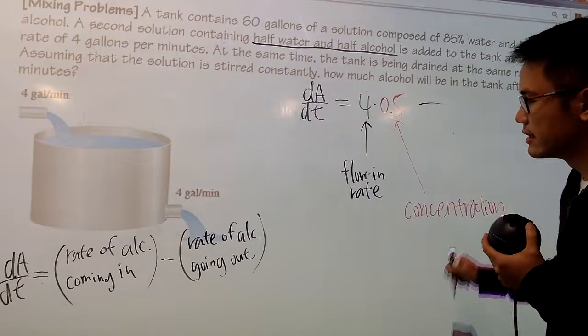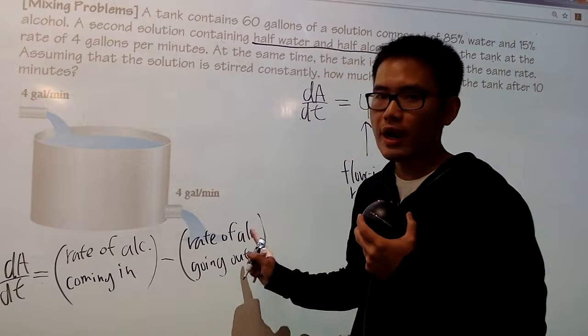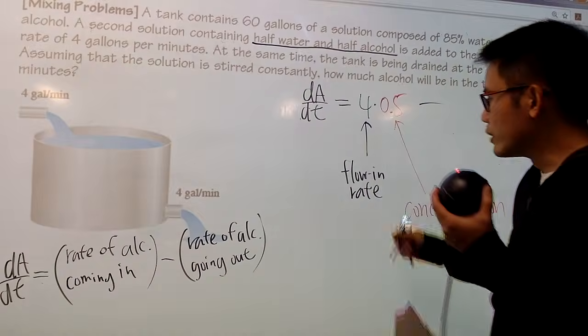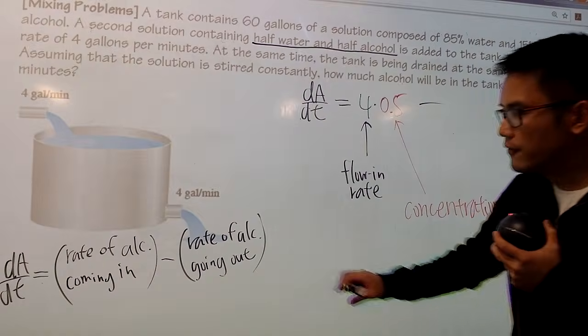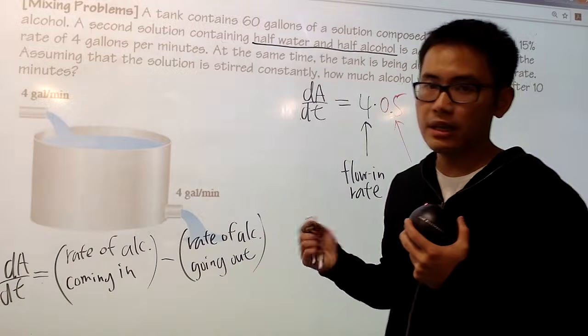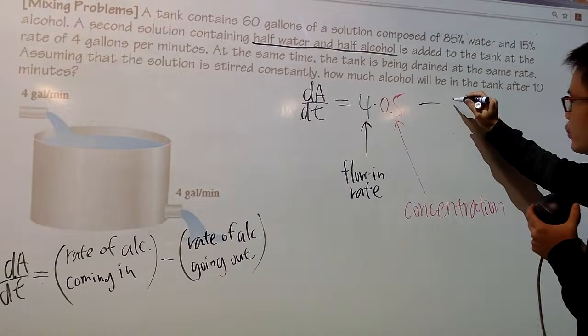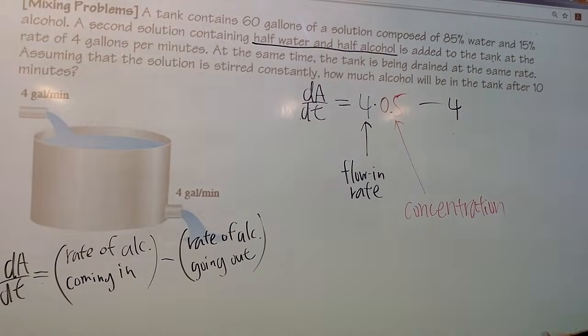Now, we subtract the rate of alcohol going out. We still do the same thing. We still have to talk about the flow out rate. The flow out rate is 4 gallons per minute as well. So let's put that down. We will have the 4 right here.